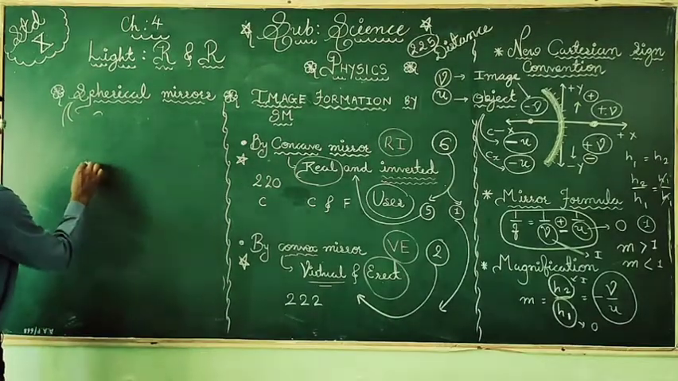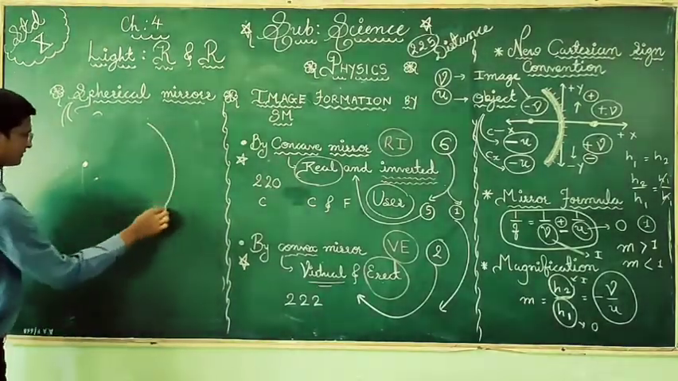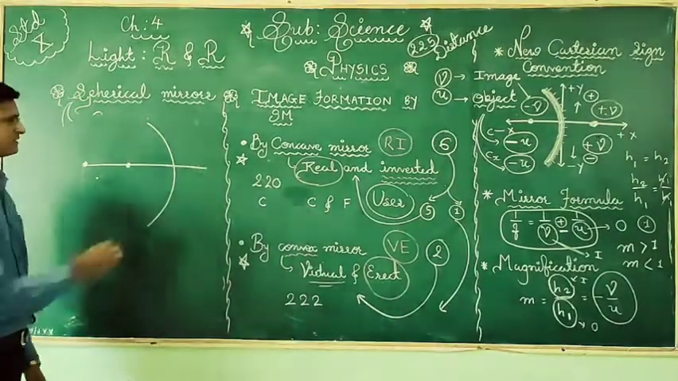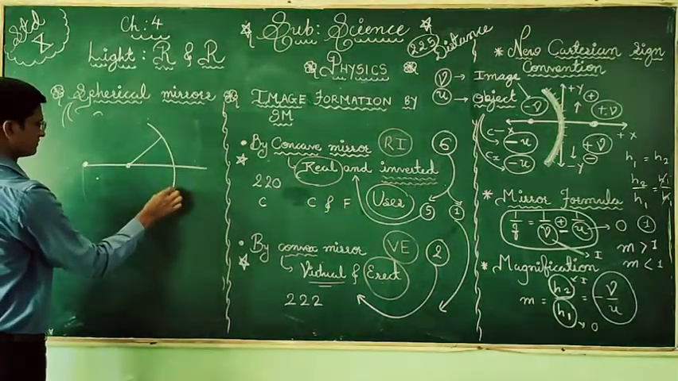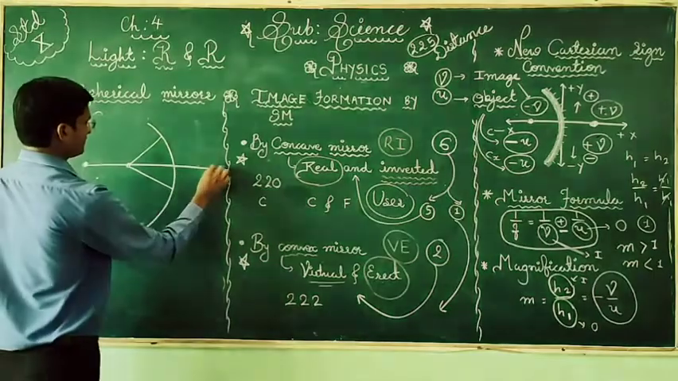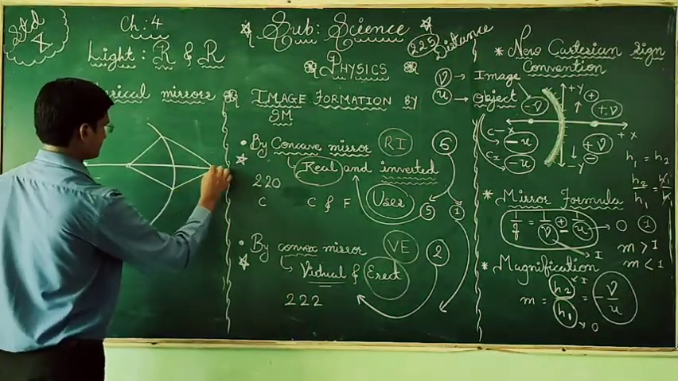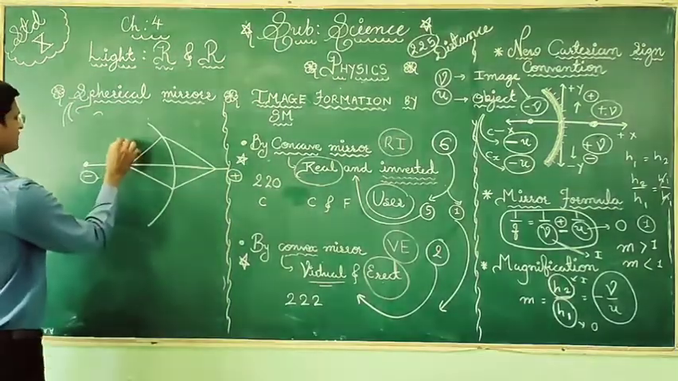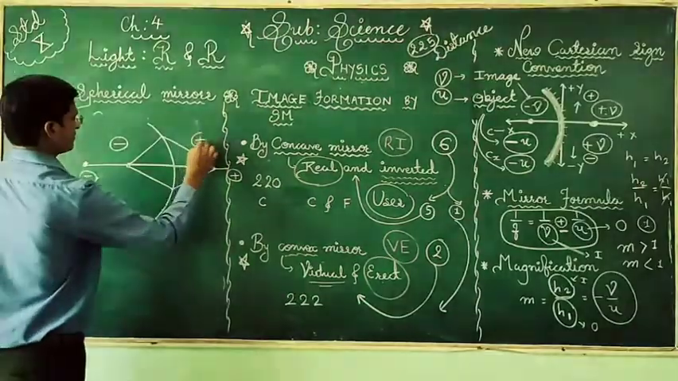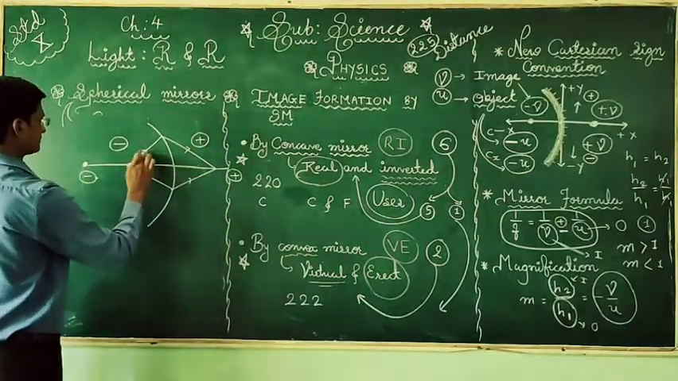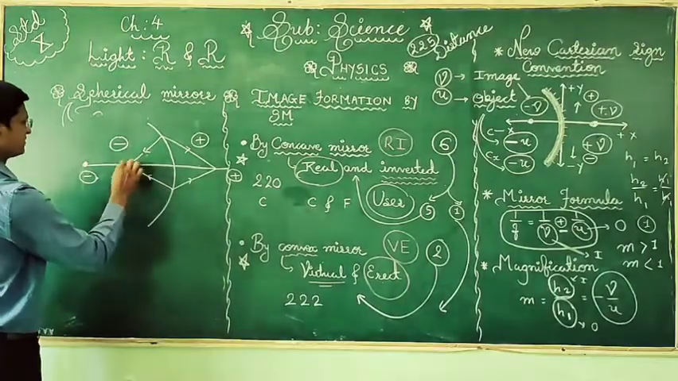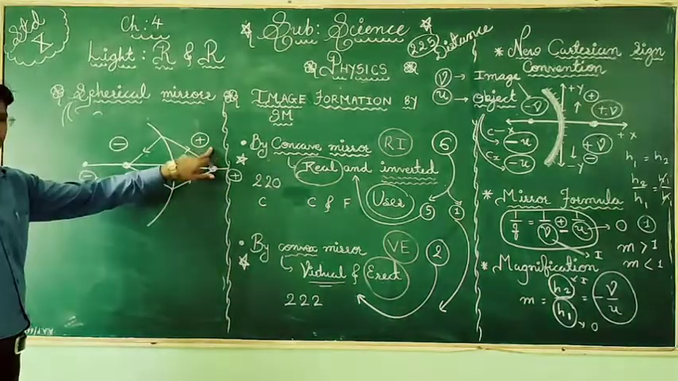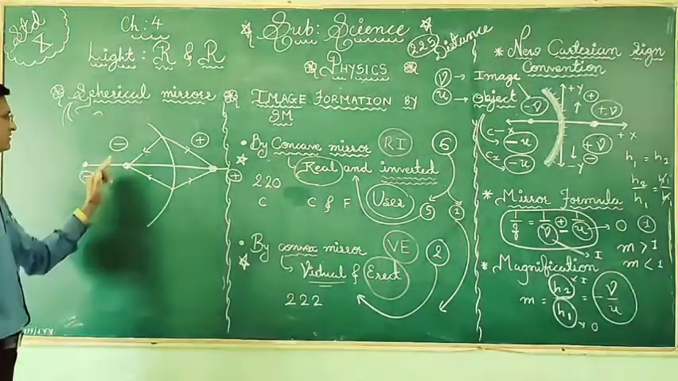Suppose the object is here, and this is a mirror. For image formation, if it is on this side, we can consider it plus, and on this side we can consider it minus. So here it will come with a negative sign, and here with a plus sign. This is the image. So the image will form on this side, so it becomes positive. If the image forms on the minus side, it becomes negative.